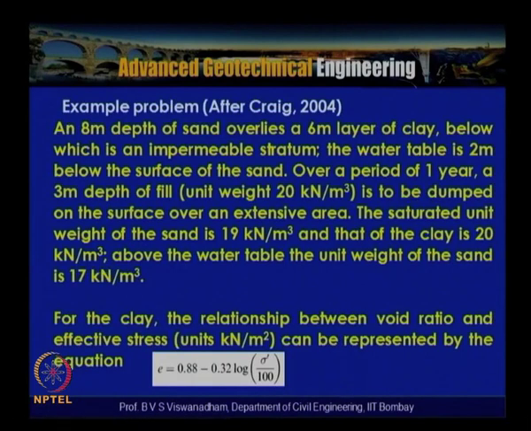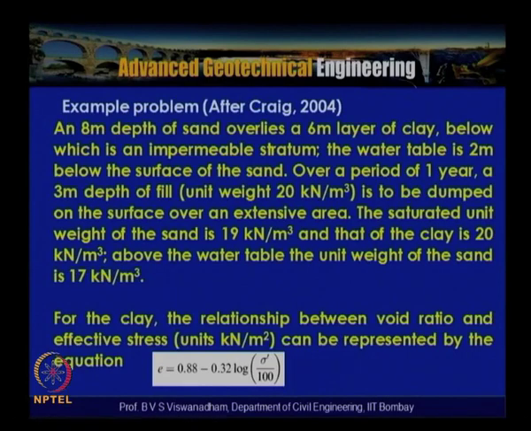Here we have 8 meter depth of sand overlying a 6 meter layer of clay, and the water table is 2 meters below the surface of the sand. If you notice, the fill is not dumped instantaneously, it is dumped over a period of 1 year. So the construction period takes about 1 year for the fill to reach a 3 meter height on the soil strata. The saturated unit weight of the sand is 19 kilonewton per meter cube and that of the clay is 20 kilonewton per meter cube, and the unit weight of the sand above the water table is 17 kilonewton per meter cube.